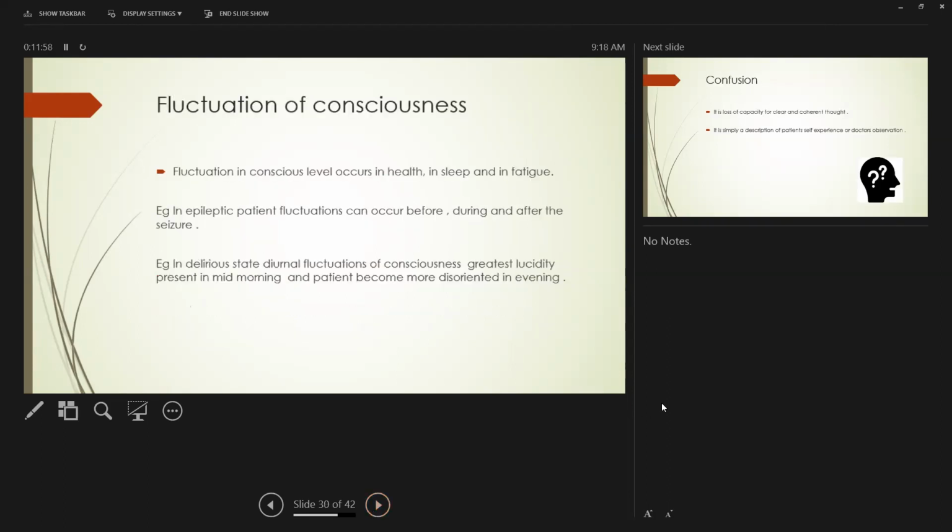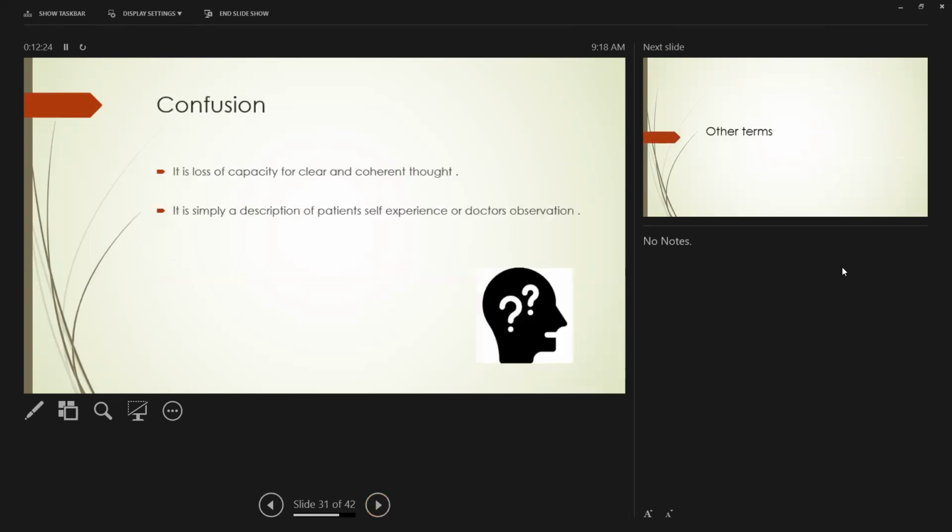Then fluctuations of consciousness. Fluctuations of consciousness occur in healthy people in sleep and in fatigue. For example, in an epileptic patient, fluctuations can occur before, during, and after seizures. And also in a delirious patient, there are diurnal variations in consciousness. Greatest lucidity is present in mid-morning, and the patient becomes more disoriented in the evening. And confusion. It is loss of capacity for clear and coherent thought. It is simply a description of the patient's self-experience or a doctor's observation.